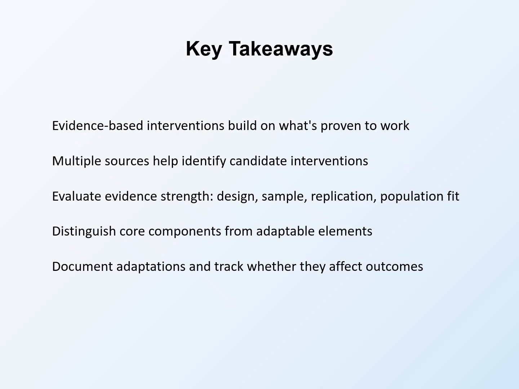Let's summarize our key takeaways. Evidence-based interventions build on what's already proven to work, saving time and improving likelihood of success. Multiple sources can help you identify candidates: clearinghouses, literature, professional guidelines, peer networks. Evaluate evidence strength by considering study design, sample size, replication, and whether study populations match yours. Distinguish core components that must be retained from adaptable elements that can be tailored. Balance fidelity and adaptation to keep what works while fitting local context. And document your adaptations carefully, tracking outcomes to learn whether modifications affected effectiveness.